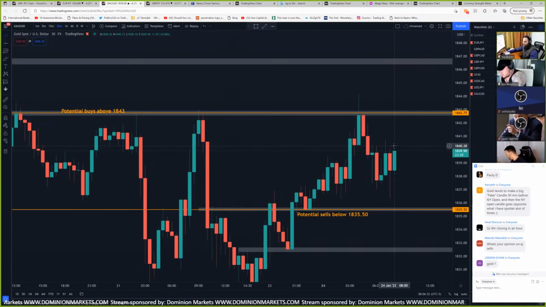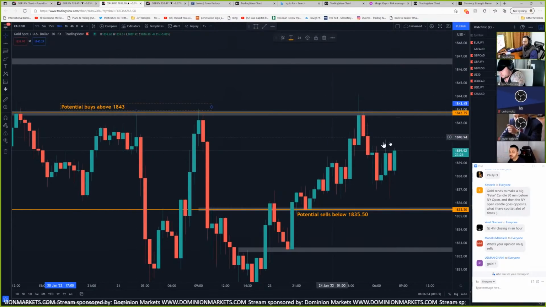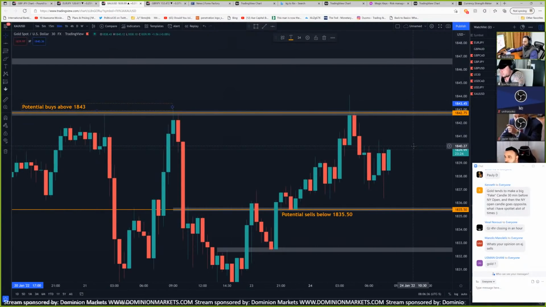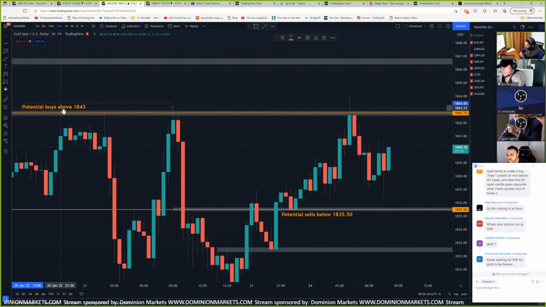Now, here's the thing. Should I break my plan and keep my buy stops above the previous candle? Or should I just follow my plan and wait for price to come above 1843? You should wait for your plan. That's the inner voice speaking right now.